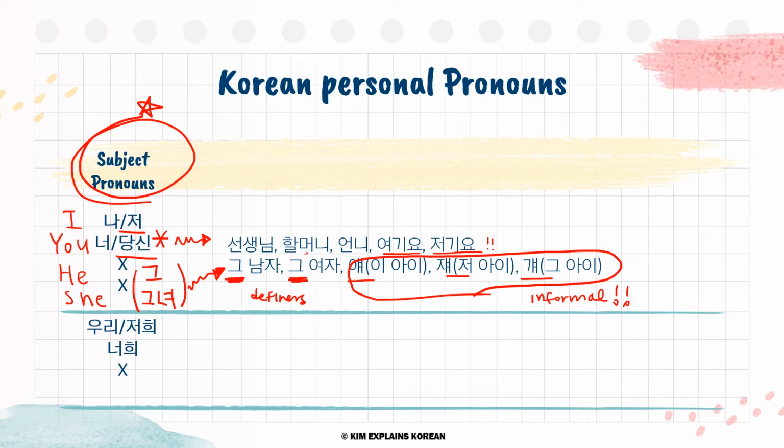And we is 우리, polite form 저희. But not like 우리, 저희 doesn't include the listener. You plural is 너희, and they, we don't have one. You might think 그들, but it is also a written language like 그 and 그녀. So we rather use 그 사람들, means that people.